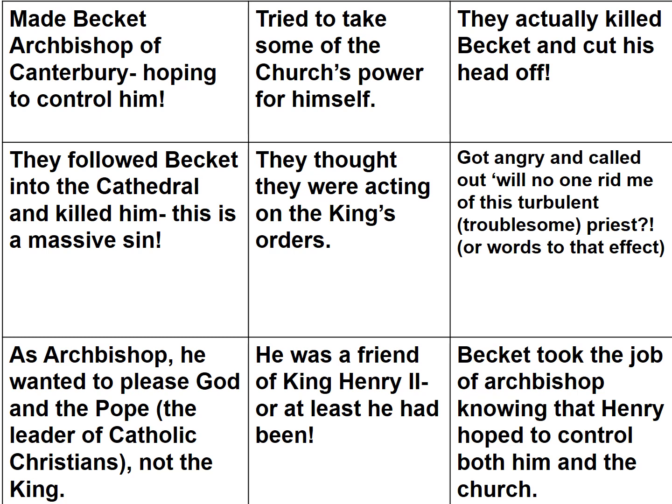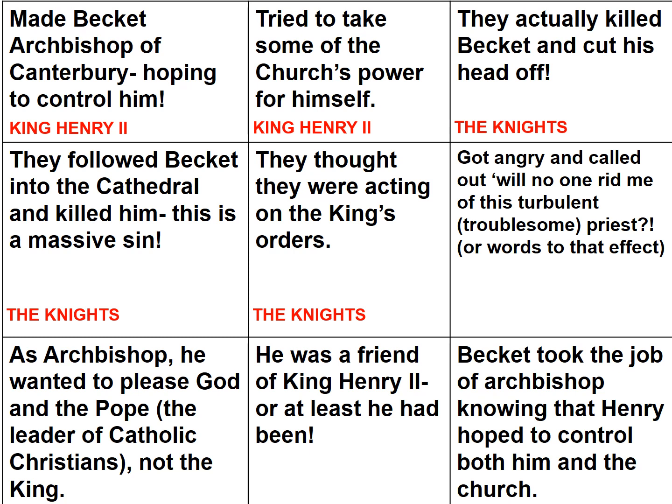Alright, let's have a look at the answers. Who made Becket Archbishop? That was of course King Henry II, who was trying to take some of the church's power for himself. But he didn't actually kill Becket. That was the Knights. They followed Becket into the cathedral and killed him. This is a massive sin. Also the Knights. And they thought that they were acting on the king's orders.